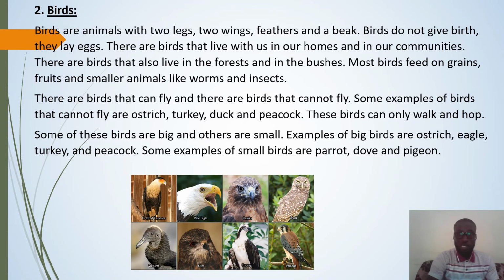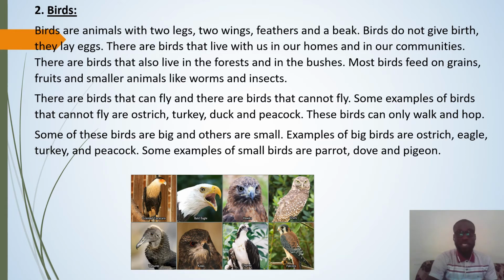Alright, with our next category, we have birds. Birds are animals with 2 legs, wings, feathers, and a beak. Birds do not give birth. Instead, they lay eggs. There are birds that live with us in our homes and communities, and birds that live in forests and bushes. Most birds feed on grains, fruits, and smaller animals like worms and insects.